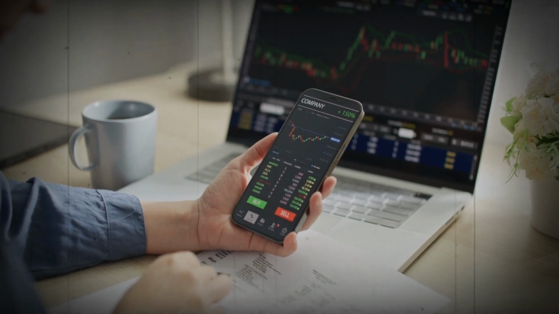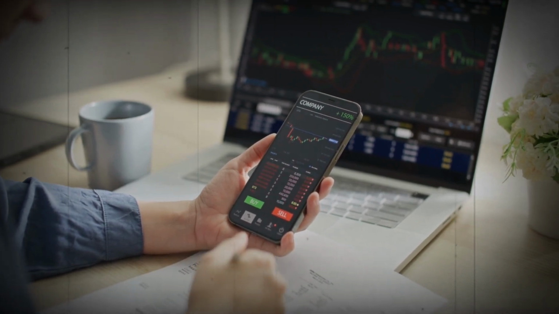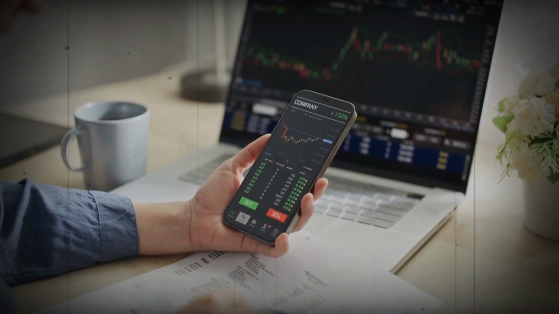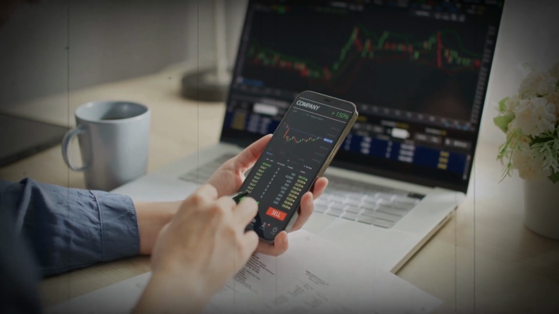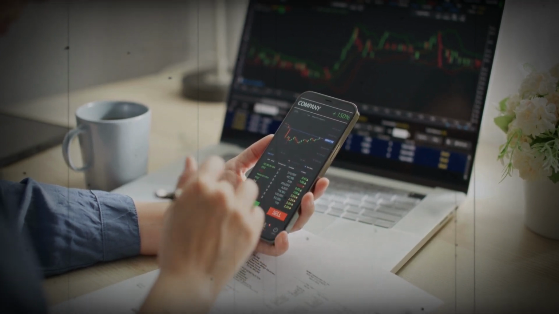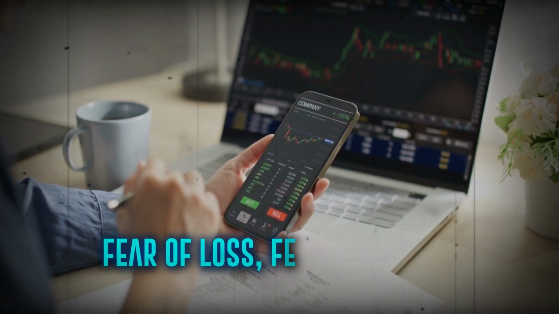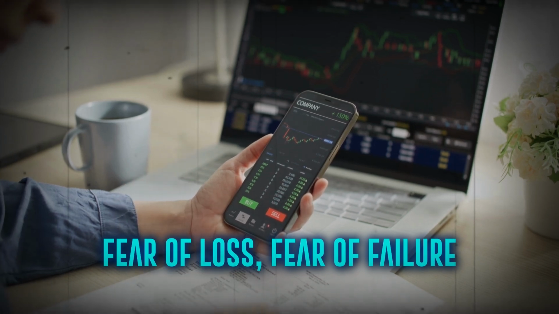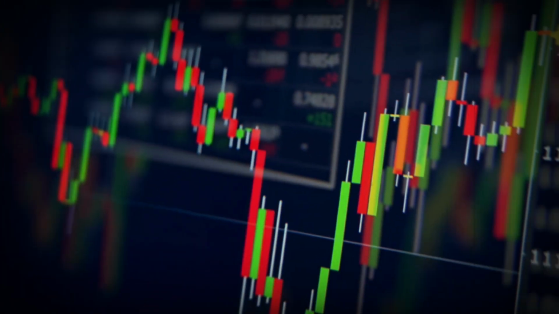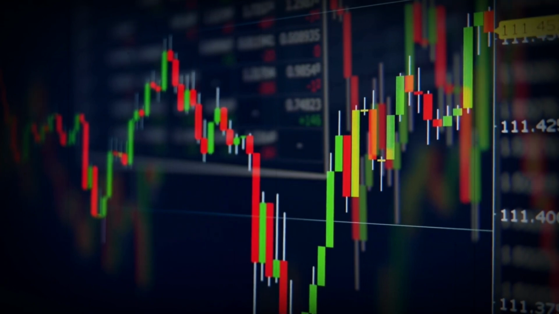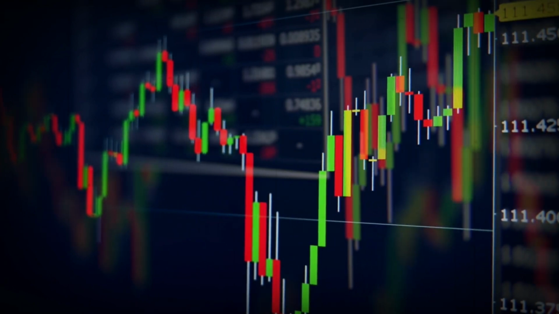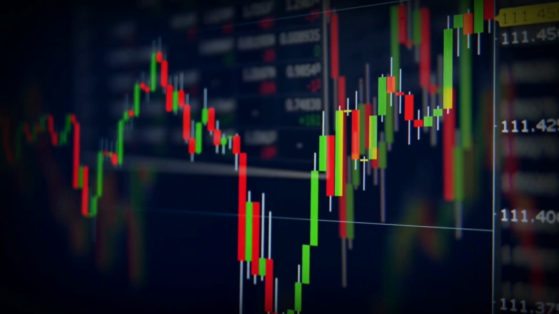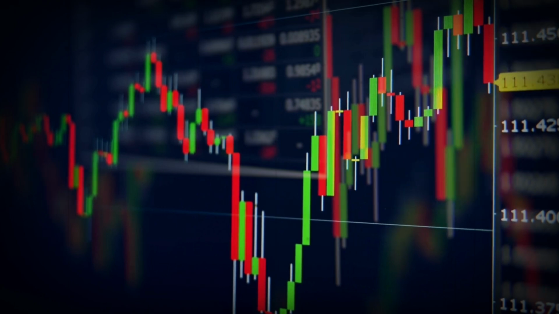Of course, there's also the problem of inconsistent trading. When you're switching between different strategies and systems, it's hard to develop a clear sense of what works and what doesn't. And let's not forget about the psychological demons that can haunt us. Fear of loss, fear of failure, and fear of being wrong can all hold us back from taking action when it counts. Finally, there's the issue of lack of discipline. When you're not following a clear plan, you're leaving yourself open to impulsive decisions and emotional trading.